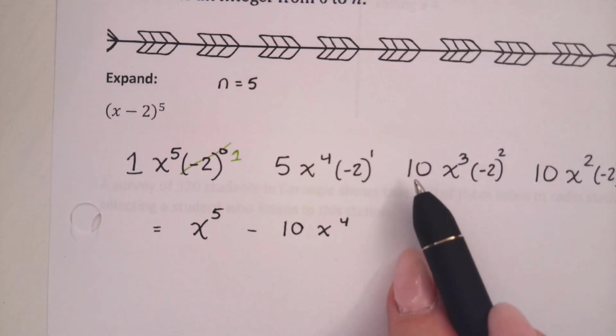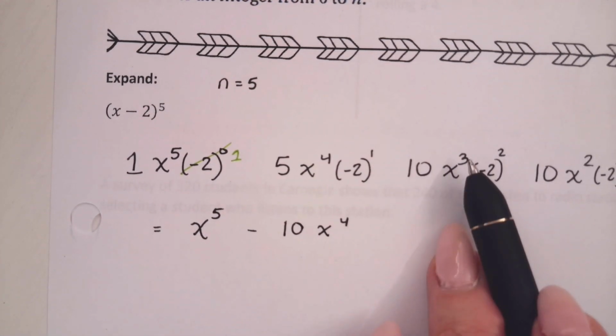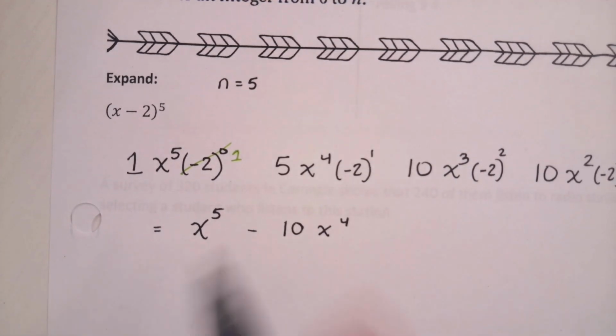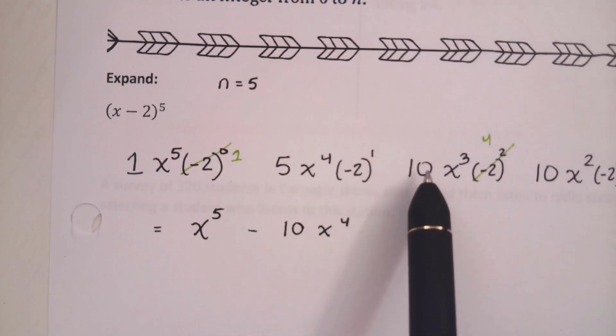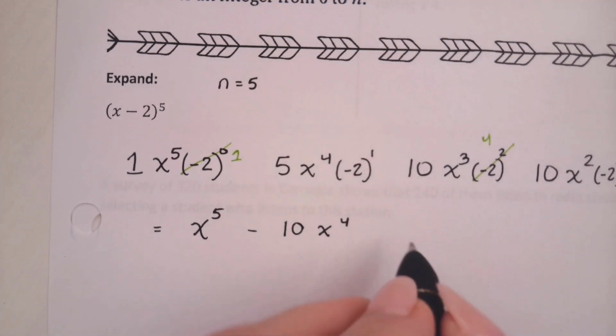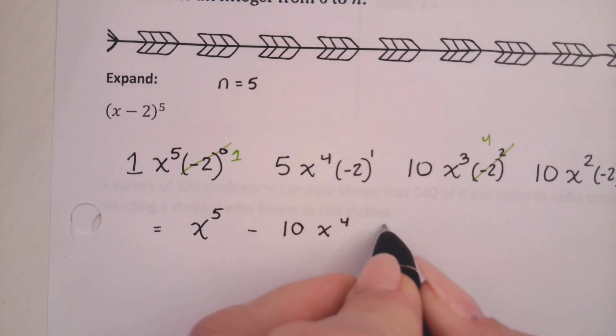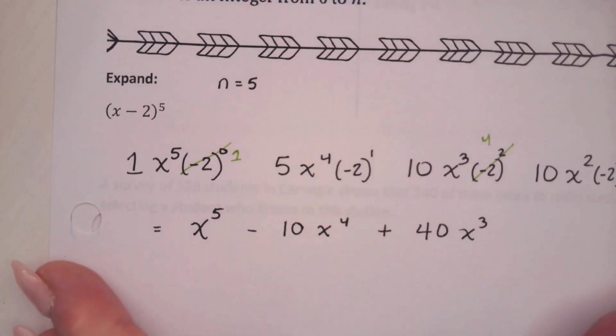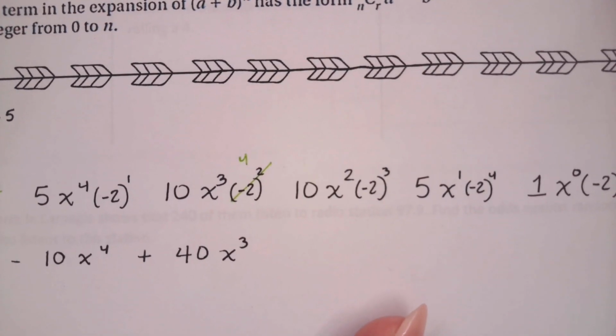Okay, and then for the next one, I see a 10, I see an x to the 3rd power, and I see a negative 2 squared. Does anyone know the value of negative 2 squared? It's 4, because it would be negative 2 times negative 2, which is positive 4. So I really just have a 10 times a 4 times an x cubed, which would turn into positive or negative? Positive 40x cubed. Good job. So this is ringing a bell, slightly, for some people.